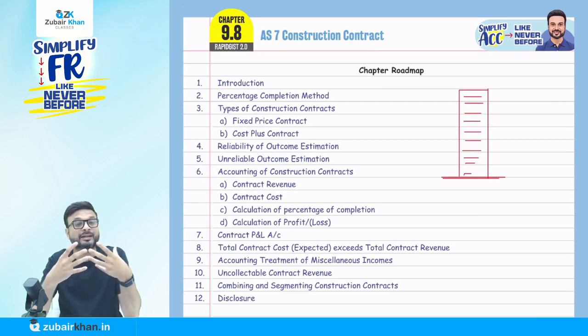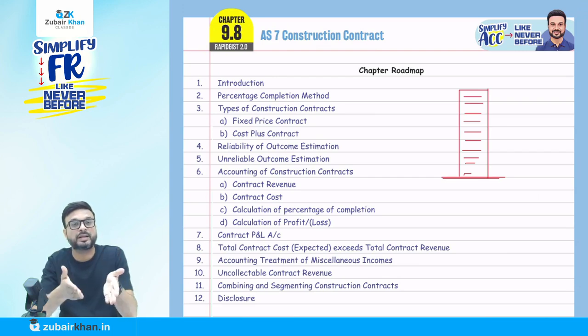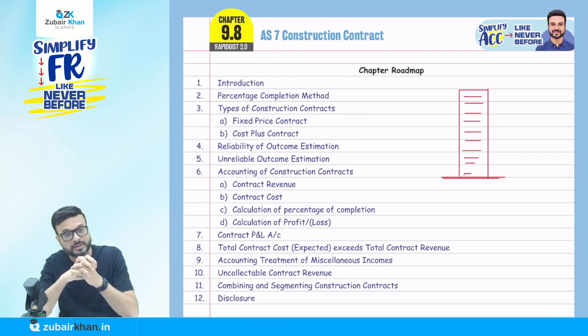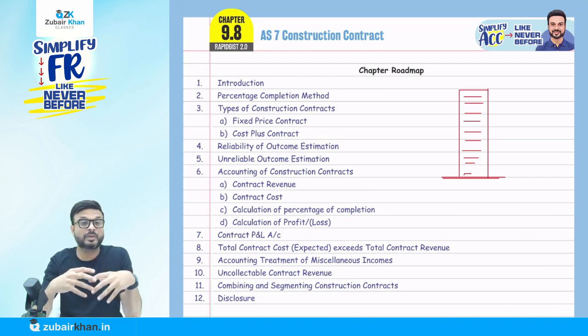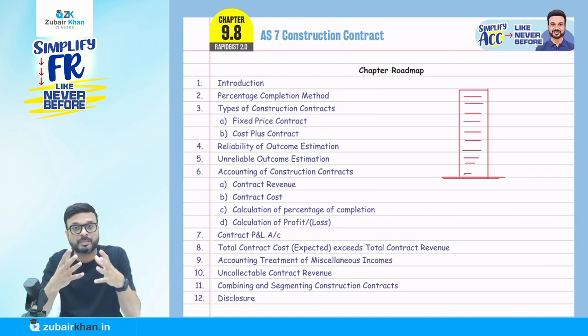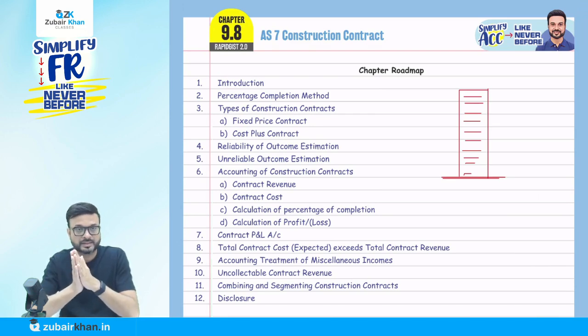So when to recognize the revenue is what Accounting Standard 7 deals with, in the books of the contractor, not the contractee. For the contractee, this building is PPE, property, plant and equipment, which is recognized under Accounting Standard 10. We are discussing from the contractor's point of view. There is one method suggested by this accounting standard, which we call the percentage of completion method. What is this percentage of completion method? We will discuss how to do the accounting.